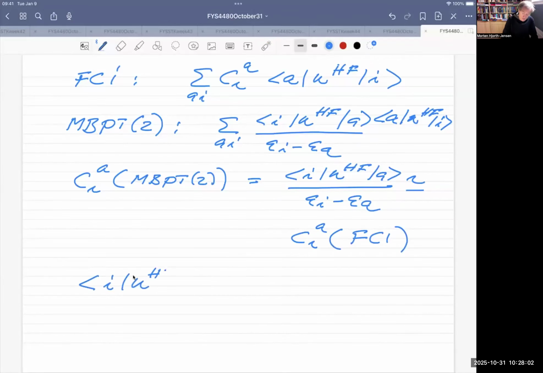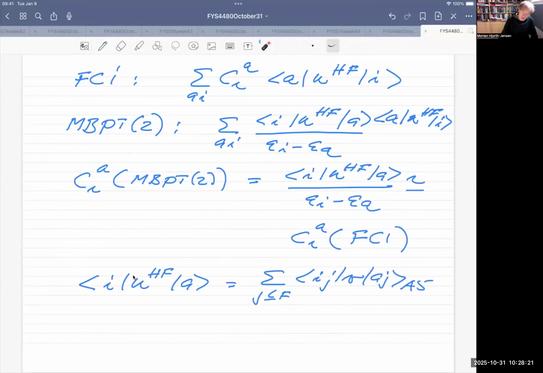Hartree-Fock. This term is simply given by a sum over the states below the Fermi level, and then we have an anti-symmetrized matrix element of the two-body interaction. So if I plug this expression in here, I'm going to get a double sum, because this term contains a sum over j's, and this term here also contains a sum over j's.